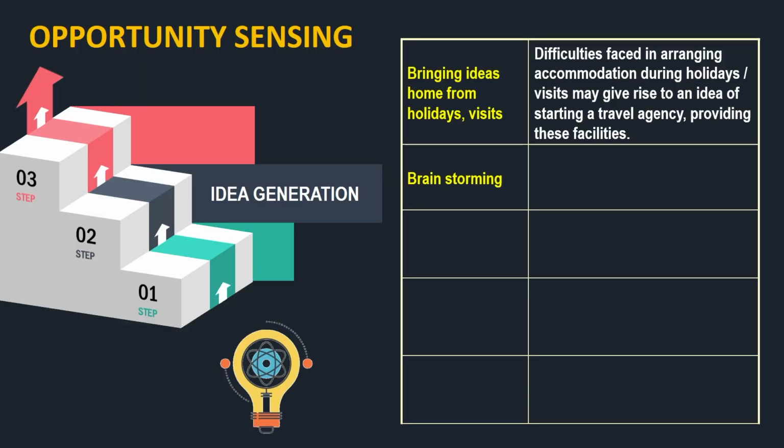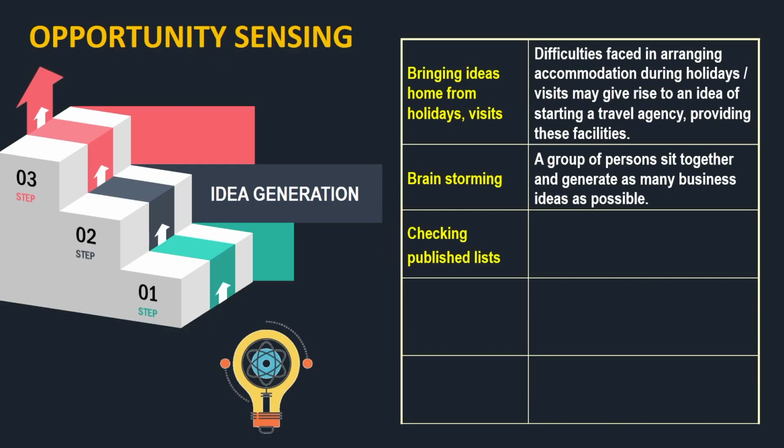Then brainstorming: a group of persons sit together and generate as many business ideas as possible. One idea leads to another idea that may appear to be crazy. It may appear crazy in the very beginning, but it can prove to be a future boom. Then checking the published lists: several publications list down business opportunities. Scanning such lists gives a lot of business ideas.